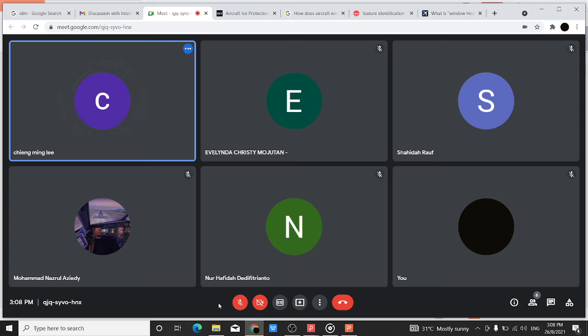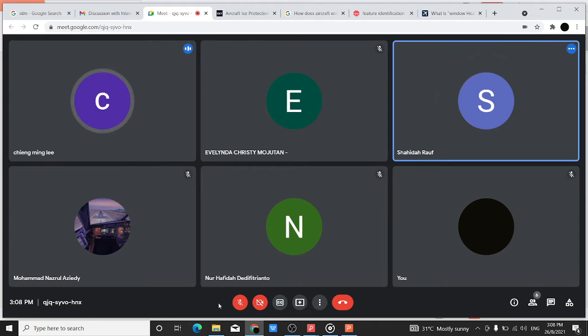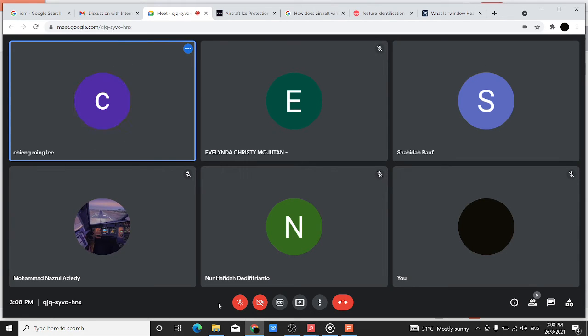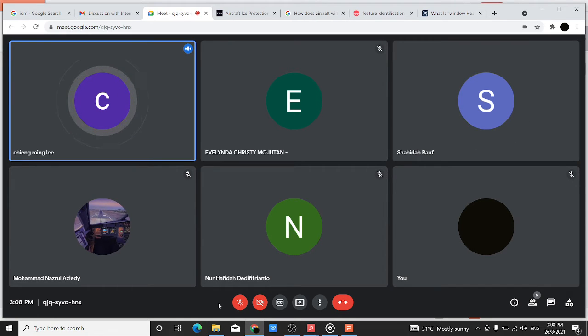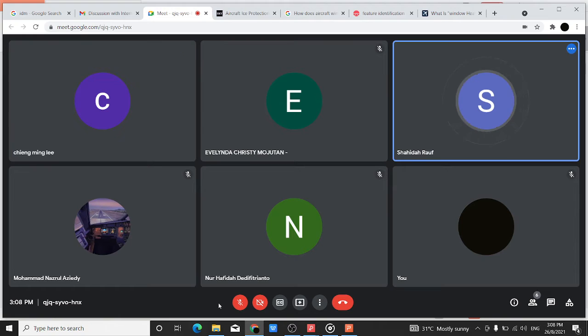Shahidah, give me one component that hydraulic is used for. What is hydraulic used for in the aircraft? To move the landing gear, flaps, and racks.